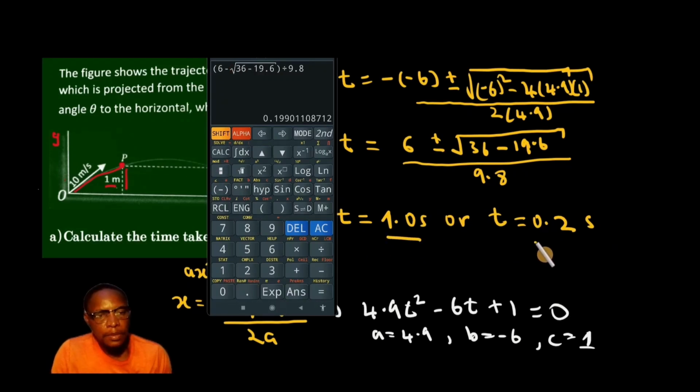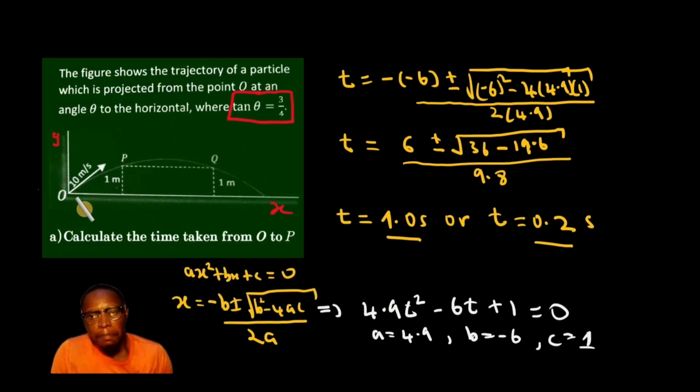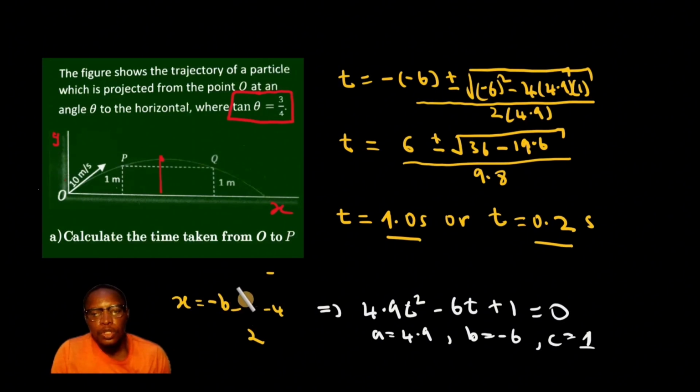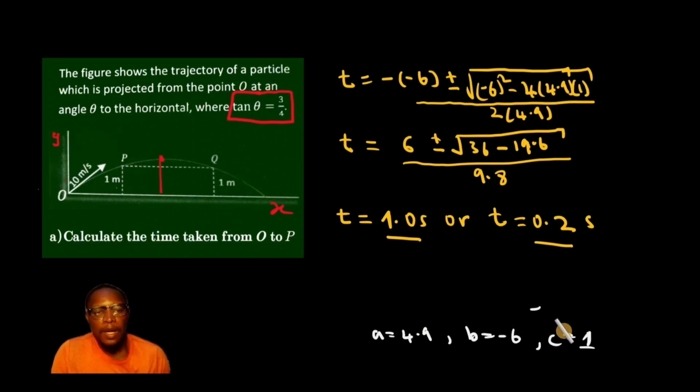Now that there are two times, which one is the correct time from O to P? You know that the maximum height of projection for this projectile is not before P, it's after P. By observation, the maximum height can be somewhere here. To know which time is correct, I will need to calculate the time at the maximum height. If the time that I've calculated is more than the time at the maximum height, that time is not correct, because P is before the maximum height.